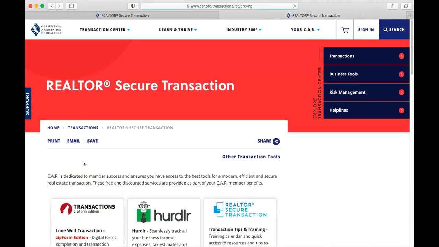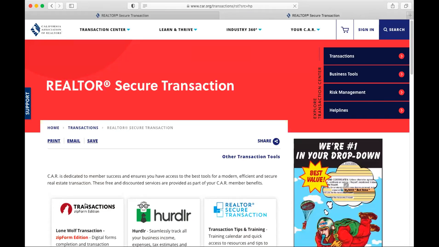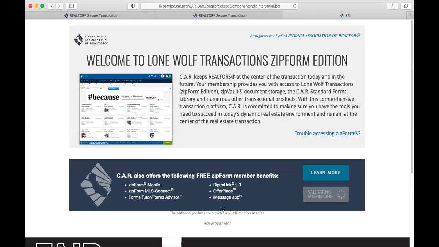Is it walking you through the login now? It is. Okay, let's see if I can log on again. Yeah, maybe because it opens up that separate window.